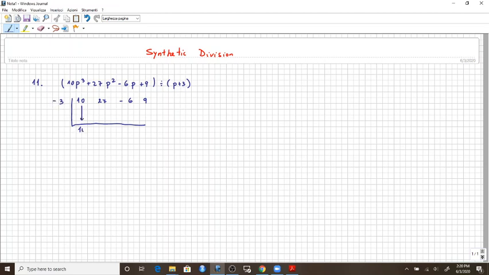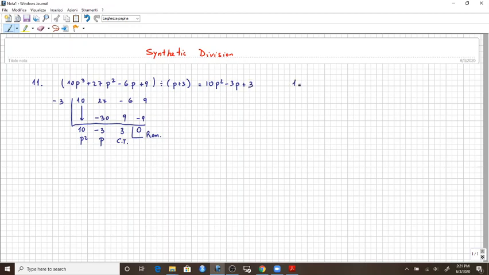We bring down the first term. 10 times negative 3 is negative 30. We add up. 27 minus 30 is negative 3. We multiply again. Negative 3 times negative 3 is 9, and negative 6 plus 9 is 3. And then 3 times negative 3 is negative 9, so we get a remainder of 0. So this last term is the remainder. This is the constant term, the number by itself. This is the p term, this is the p squared. So your answer is 10p squared minus 3p plus 3.